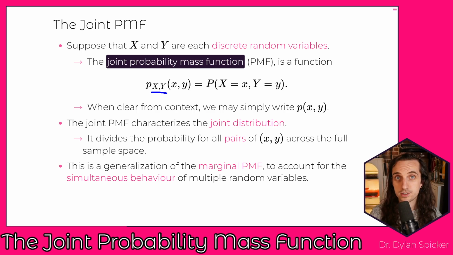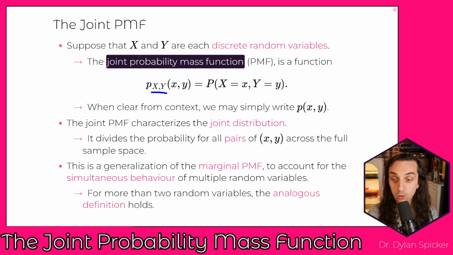Now, as a result, we can think of this as a type of generalization of the marginal PMF. However, it's accounting for that simultaneous behavior. Right? In the marginal PMF, if you plug in x equal to little x, then you get the probability that that occurs marginally. However, with our joint probability mass function, plugging in x and y at the same time gives us the probability that we observe both x and y simultaneously.